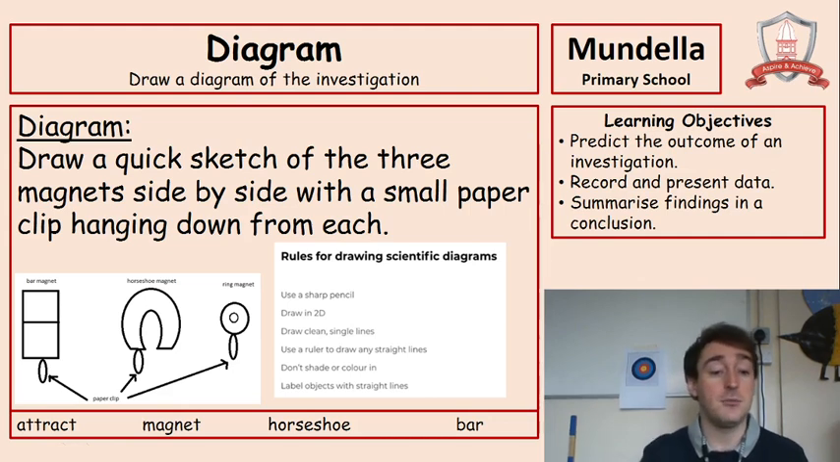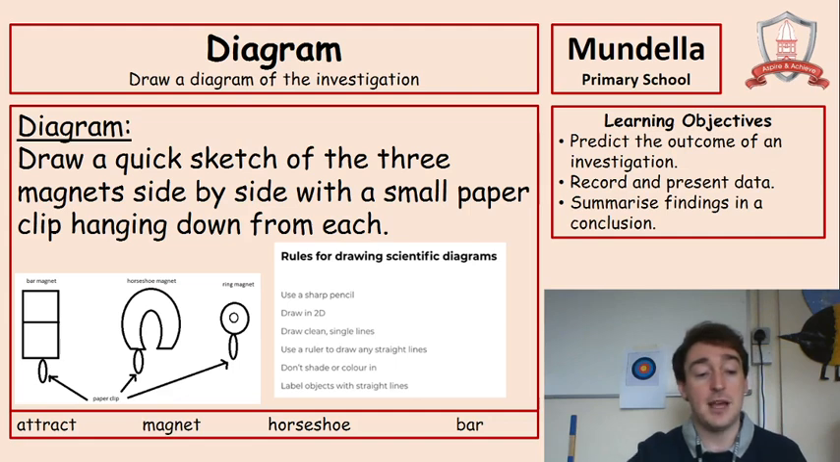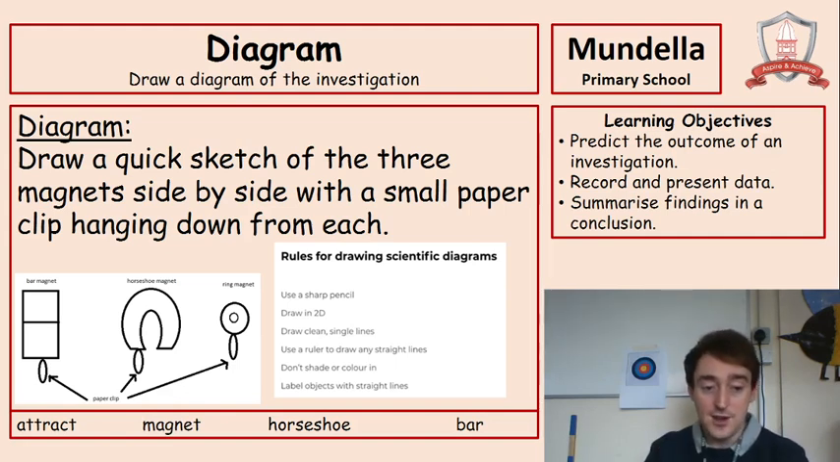So I've done an example there. I did the bar magnet, I did a quick sketch of it there with a paper clip underneath. And look, I labelled everything too with a straight line and an arrow. So copy this example down, draw it into your own book, and remember to follow the rules for drawing diagrams here. Remember, no colour, no shading, yep, use a ruler. And then when you're done, unpause the video and then we'll move on to the next part.